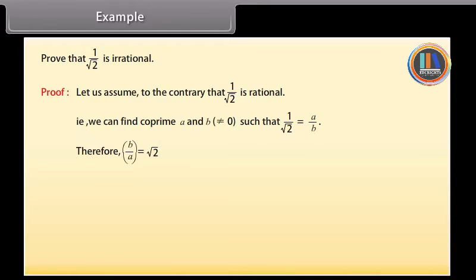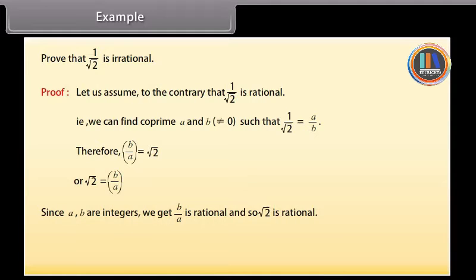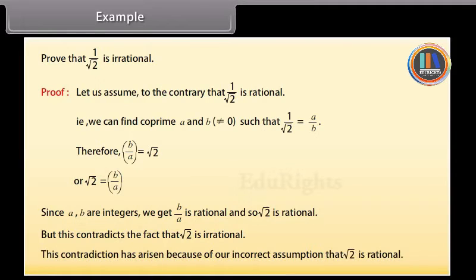Therefore, b upon a is equal to square root 2, or square root 2 is equal to b upon a. Since a, b are integers, we get b upon a is rational and so square root 2 is rational. But this contradicts the fact that square root 2 is irrational. This contradiction has arisen because of our incorrect assumption that 1 upon square root 2 is rational.